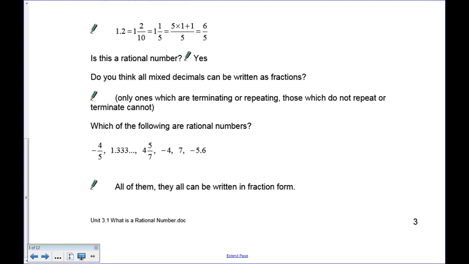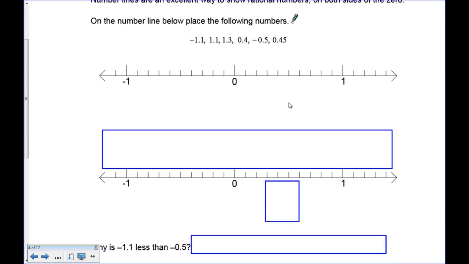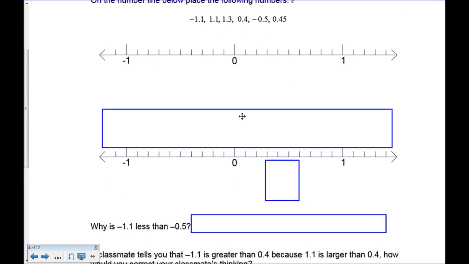Okay, let's take a look at some number lines. A number line is an excellent way to show rational numbers. On both sides of the zero, you've got negatives on the left and you've got positives on the right. So what I want you to do is pause the recording and see if you can place all of these on the number line. Now I've been nice to you because I've put all of my increments in by 10, so you should be able to do it fairly easily. So pause the recording and place these onto this number line, please.